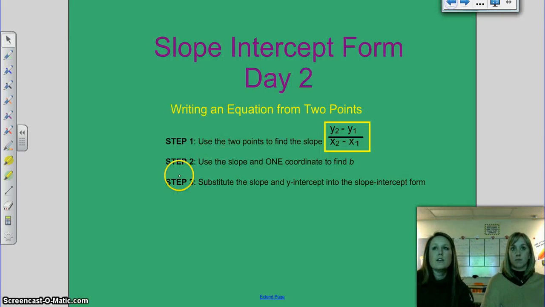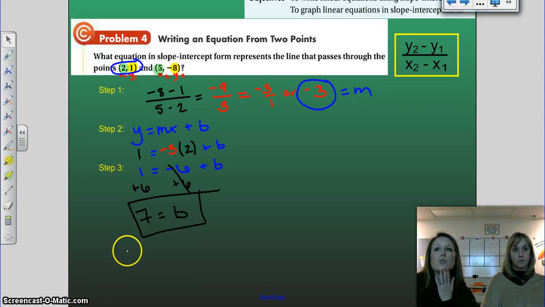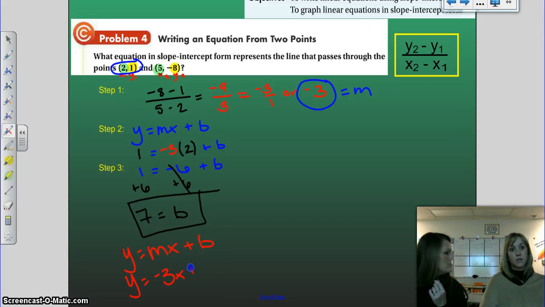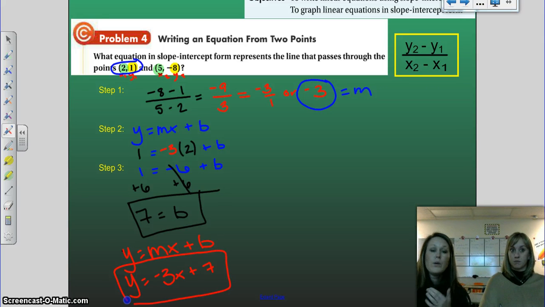Now step 3, substitute the slope and the y-intercept into the slope-intercept form. So y equals negative 3x plus 7. So the only answer we're looking for is this one right here. But we have the steps written out for you so that you know what you need to do.